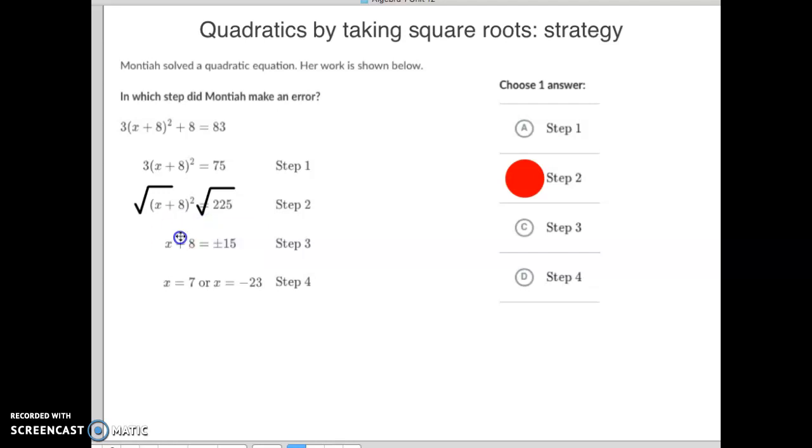Now, next step is to subtract 8 from both sides. When we subtract 8 from the positive 15, we get positive 7. 15 minus 8 is 7. When we subtract 8 from the negative 15, negative 15 and negative 8 create negative 23. And that's where those two answers come from. So you can see they made no mistakes in the last two steps as they move forward. Everything that was wrong was in step 2 when they forgot to divide by 3.